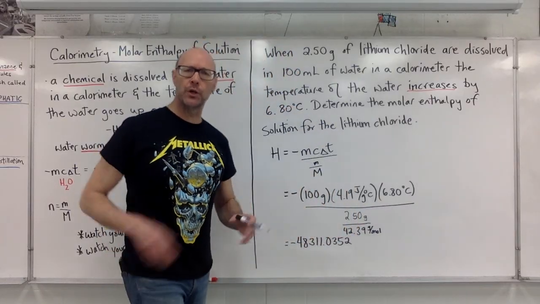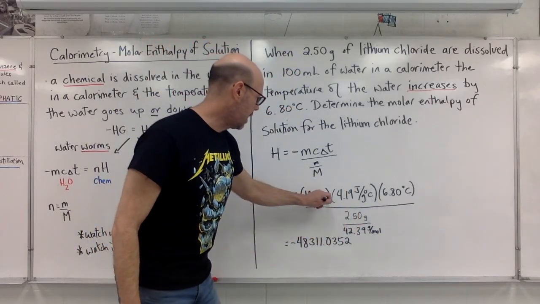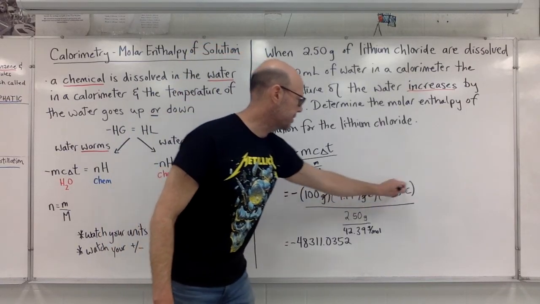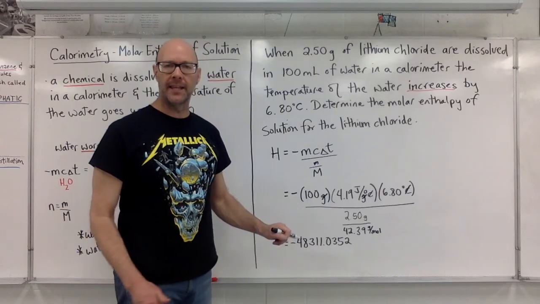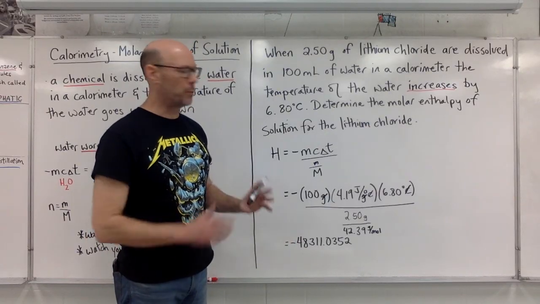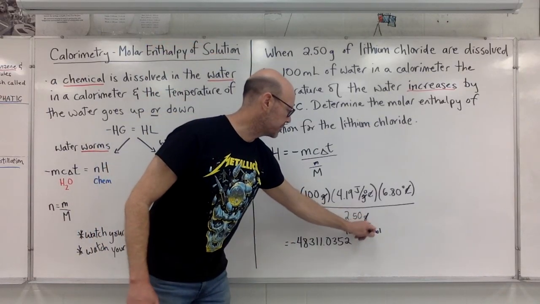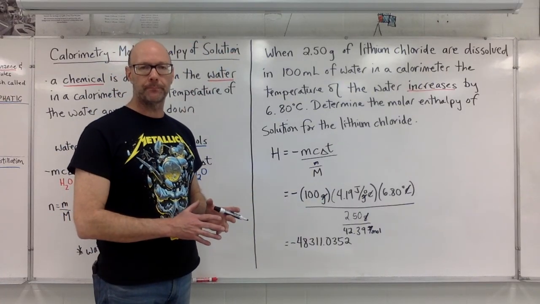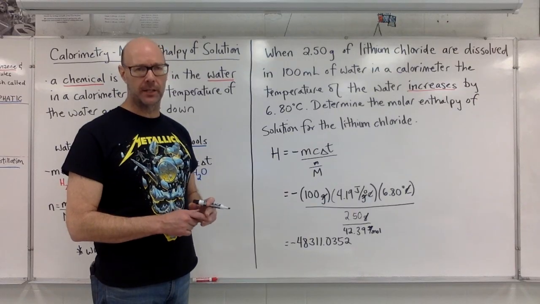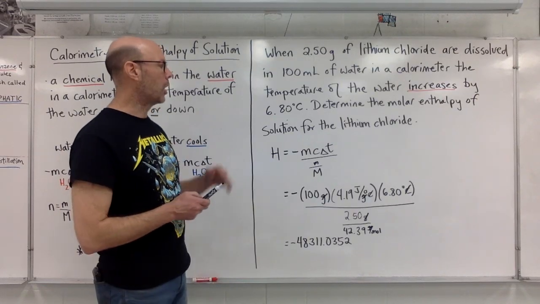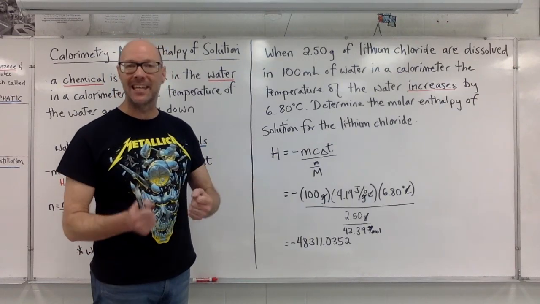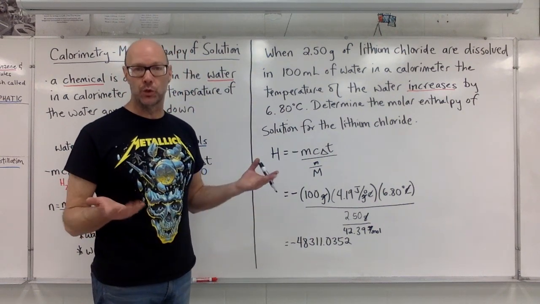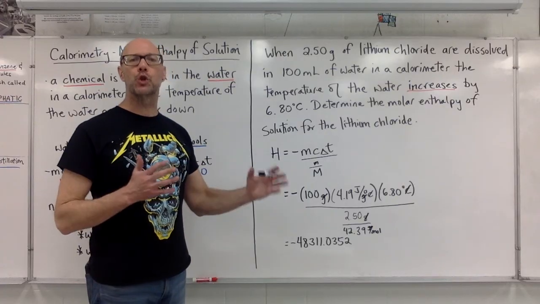What's happening to our units here? Let's follow them along. Our grams cancel. Our degrees Celsius cancel. And that leaves us with joules in the numerator, and our grams cancel down there. We're actually ending up at joules per mole. That's a little bit surprising. We're accustomed to seeing our molar enthalpies in kilojoules per mole, but this one, it came out as in joules per mole. So now I have two choices.